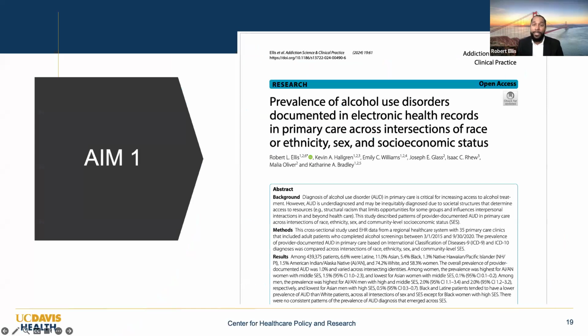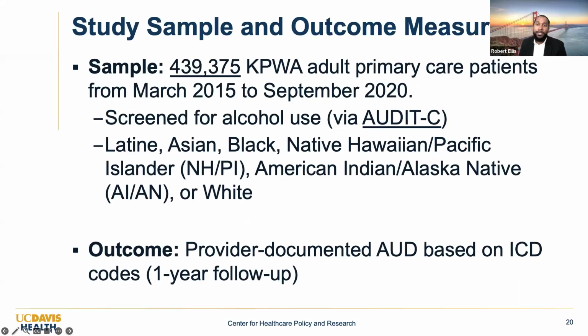And so aim 1 has been published. Again, it is a cross-sectional study that describes the patterns of prevalence of documented AUD across the intersection of race, ethnicity, sex, and SES. And so the study sample is going to be large. Again, 439,375 primary care patients.